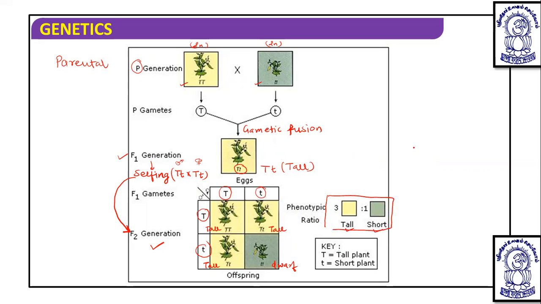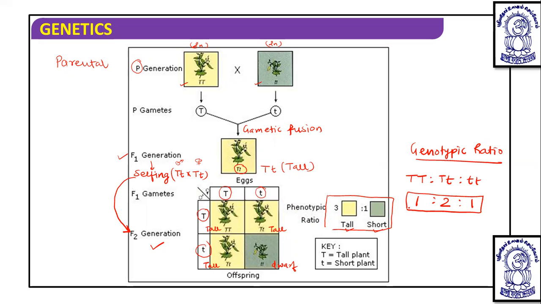But if we write the genotypic ratio, then 3 genotypes are seen here: capital T capital T, capital T small t, and small t small t. Capital T capital T is 1, capital T small t is 2, and small t small t is 1. So the genotypic ratio of this monohybrid cross is 1:2:1, whereas the phenotypic ratio is 3:1. Okay, so this is for one-character inheritance or monohybrid cross. Dear students, I hope you understood this.